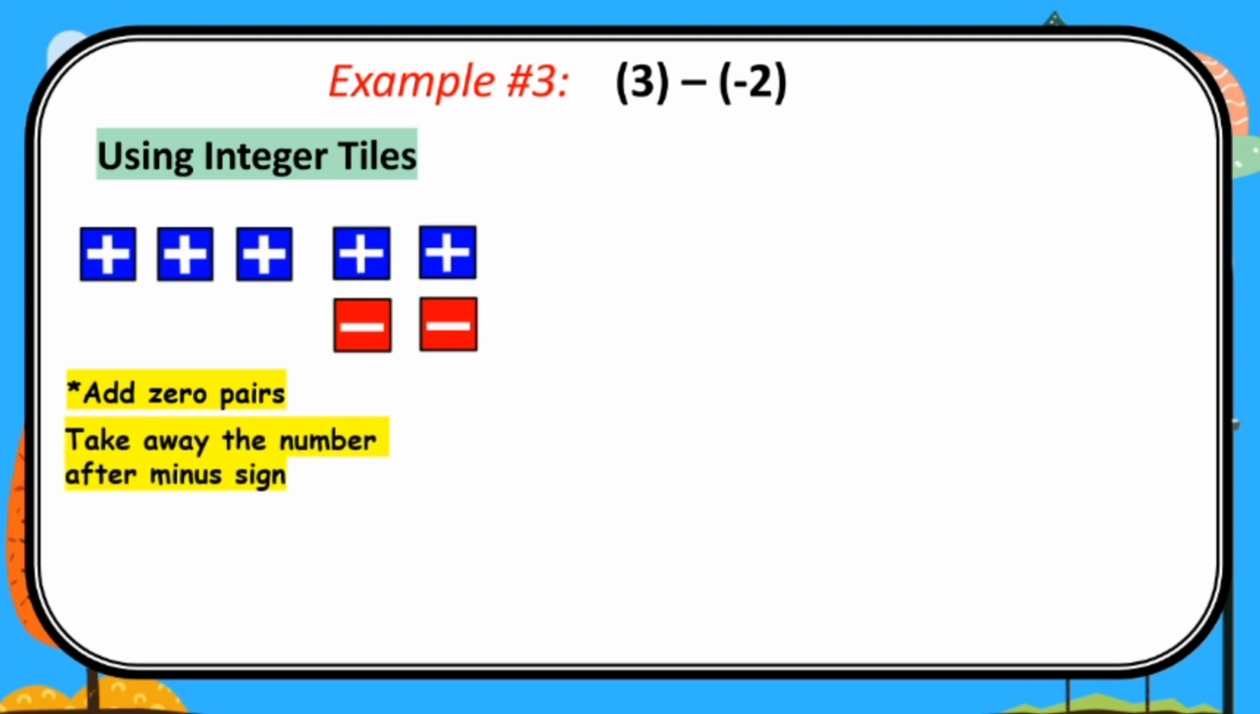Now, take away the number after minus sign. So, i-minus na natin ang dalawang negative tiles or negative 2. So, i-cross out natin 1 and 2. So, meron tayong natirang 5 positive tiles. Therefore, positive 3 minus negative 2 equals positive 5.